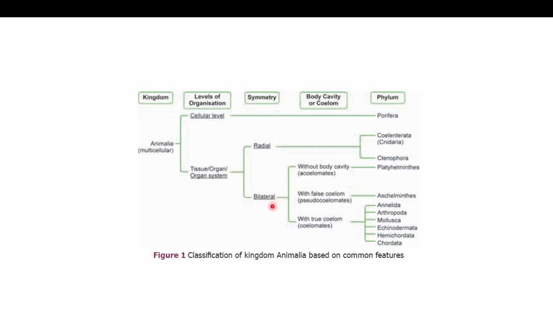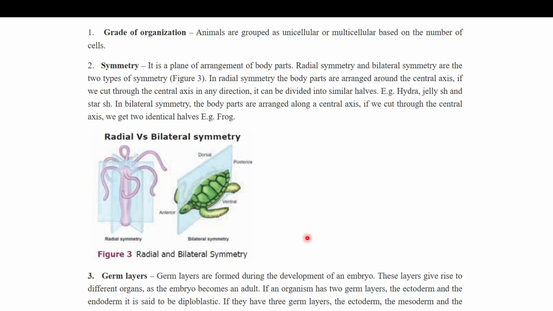Organisms which show bilateral symmetry can be further divided based on their body cavities. Body cavity is also referred to as coelom. Without a body cavity, they are acoelomates. With a false coelom, they are known as pseudocoelomates, and with a true coelom, like us, they are coelomates. We will go through this briefly.